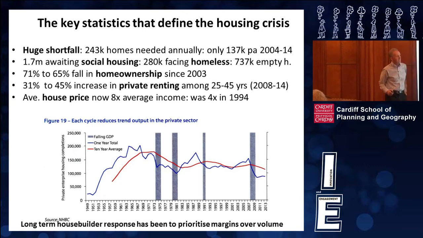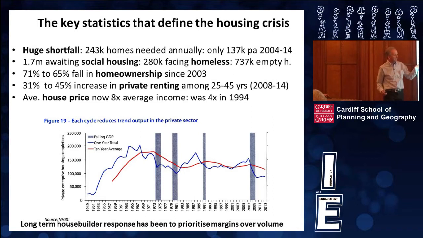And then 737,000 empty homes, of which there's no policy to get those houses filled, to bring those into active use. And underlying those two things, or expressions of those two things, a fall in home ownership from 71 to 65% since 2003, and a 31 to 45% increase in private renting, particularly amongst the young, of course. Those under 45, not that young, but in those where previously these people would have been buying, they are now, of course, almost all renting.